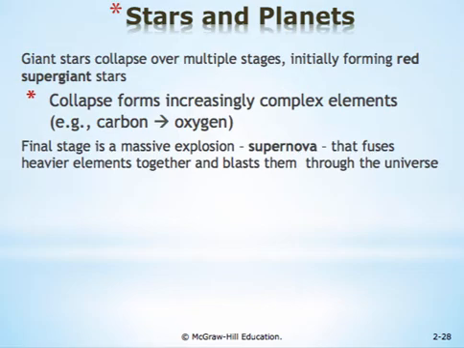Giant stars collapse over multiple stages, initially forming red supergiant stars. The collapse forms increasingly complex elements. For example, carbon changes to oxygen. The final stage is a massive explosion, the supernova, that fuses together heavier elements and blasts them through the universe.